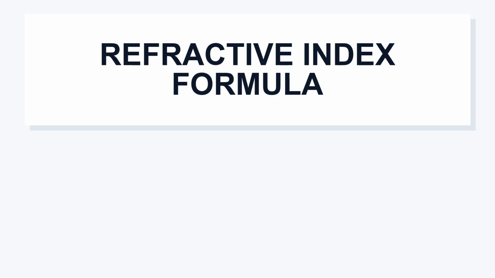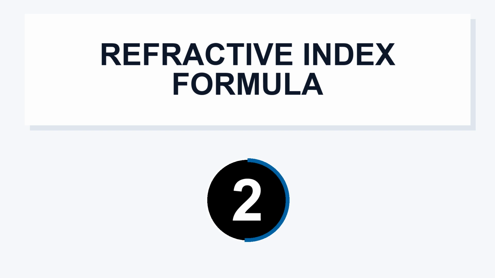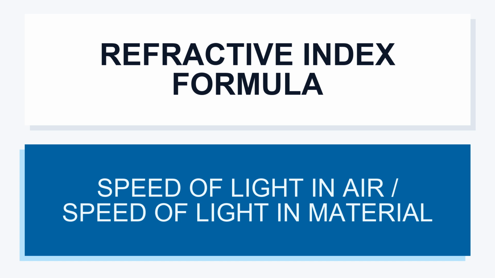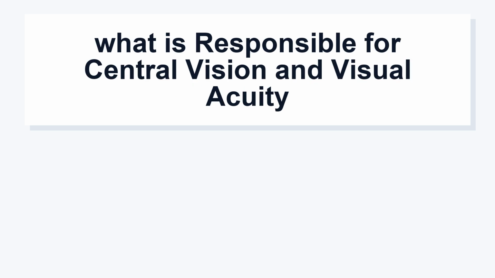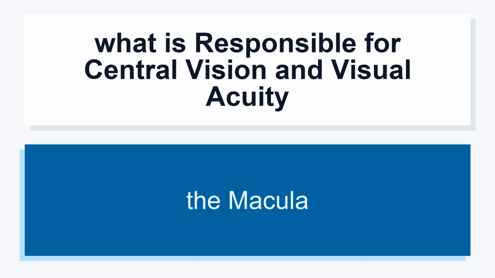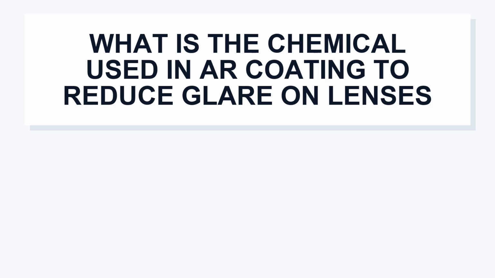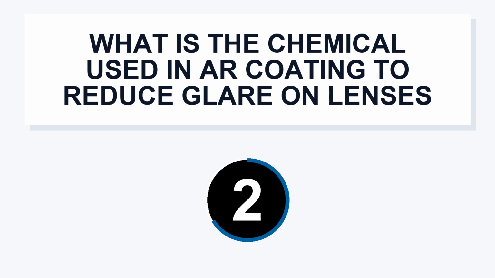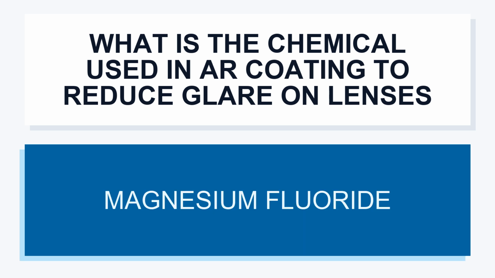Refractive index formula. Speed of light in air / speed of light in material. What is responsible for central vision and visual acuity? The macula. What is the chemical used in AR coating to reduce glare on lenses? Magnesium fluoride.